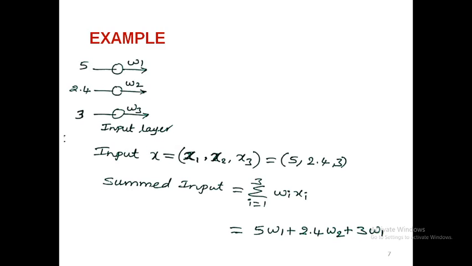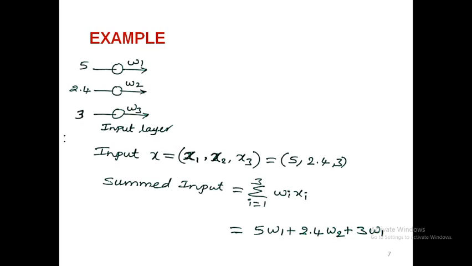Example: here I have not taken the output layer, simply the input layer as well as the inputs and connection weights. So what are the inputs to these input layer nodes? Here we take 5, 2.4, 3 as the inputs to the corresponding input nodes, and the corresponding connection weights are W1, W2, W3. Then what is the input vector here? As x1, x2, x3, 3 inputs are there, the corresponding vector is nothing but 5, 2.4, 3.